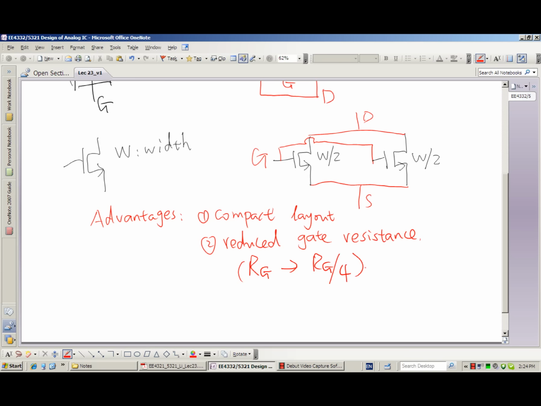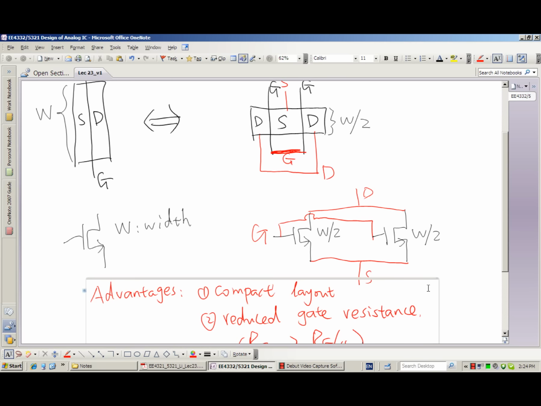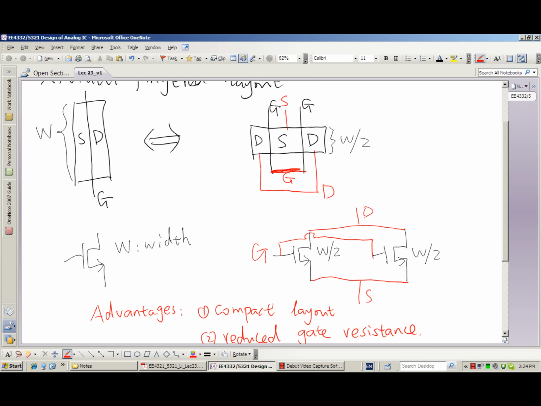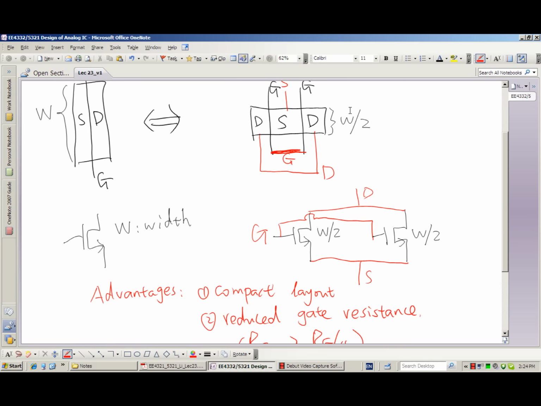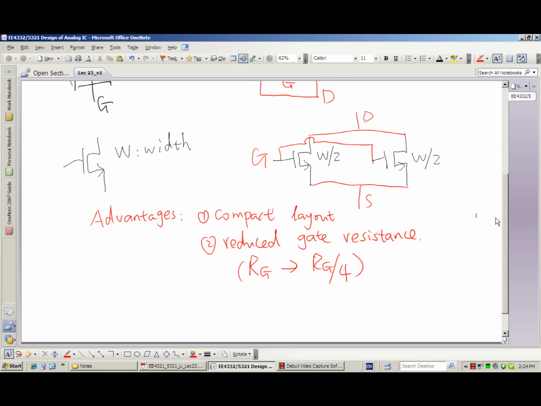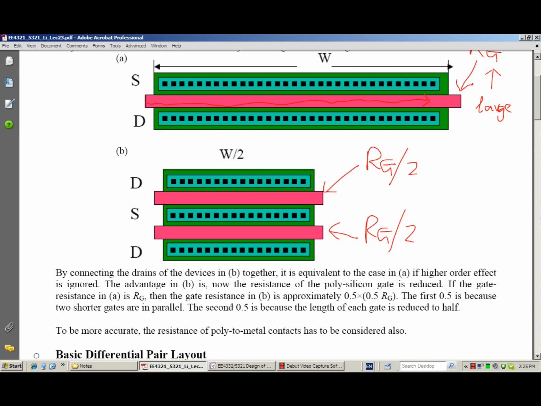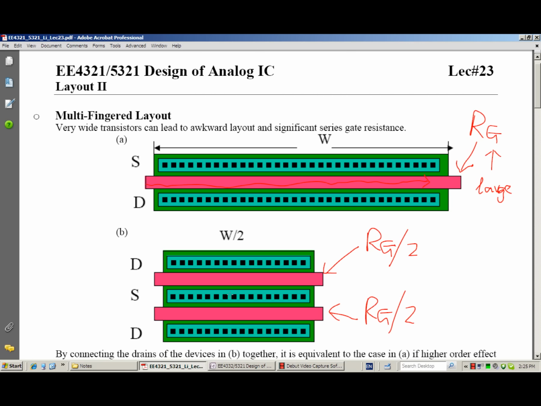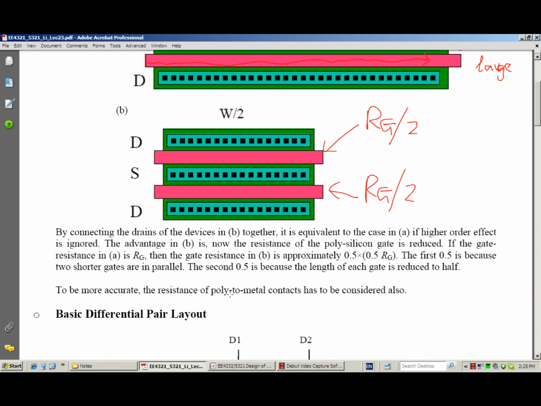However, here we ignored the contacts. If we analyze it in a more accurate way, you also have to consider the contacts that connect, for example for the gate, the polysilicon to metal 1 and maybe further to metal 2 and metal 3. Those contacts also introduce resistance and noise. Okay, so this is the first point, multi-finger layout.